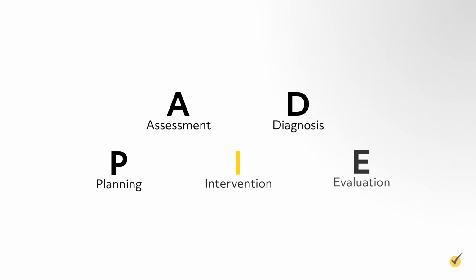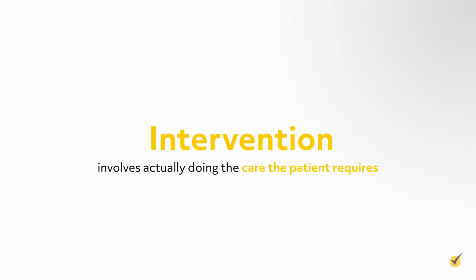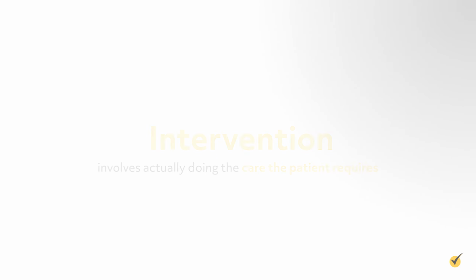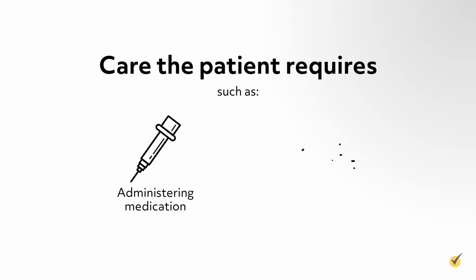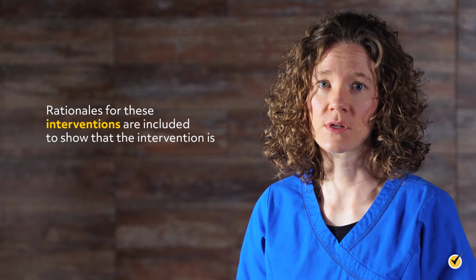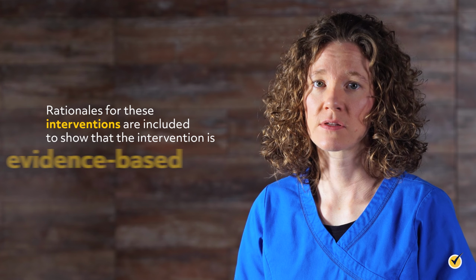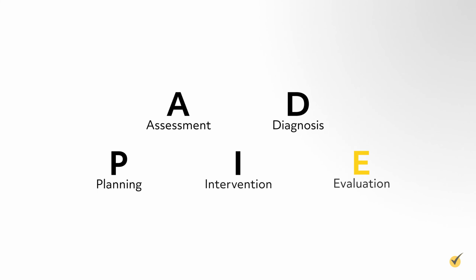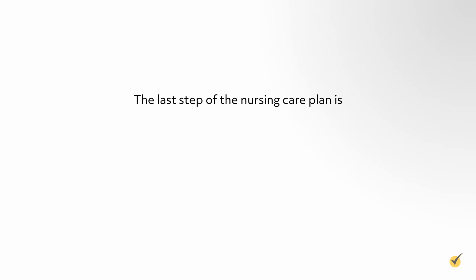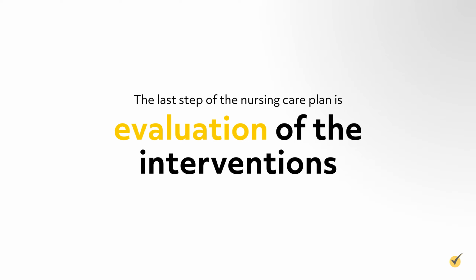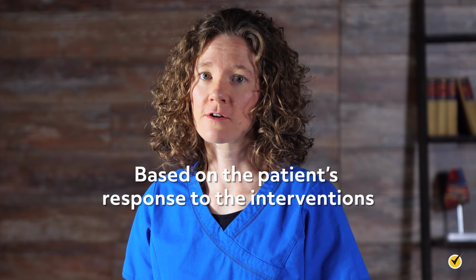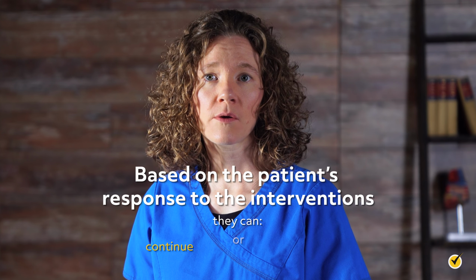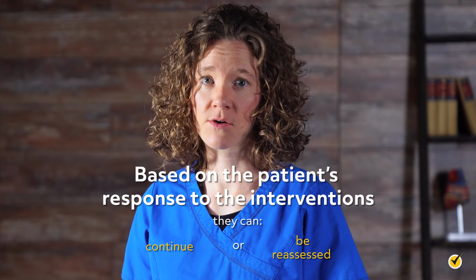The 4th step in the nursing care plan is intervention. Intervention involves actually doing the care the patient requires, such as administering medication or turning the patient in bed. Rationales for these interventions are included to show that the intervention is evidence-based. The last step of the nursing care plan is evaluation of the interventions. Based on the patient's response to the interventions, they can continue or be reassessed if not achieving the expected outcome.